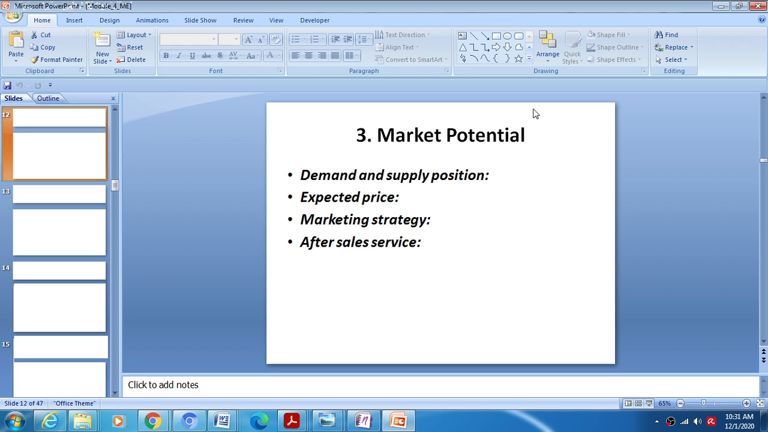The next one is marketing strategy. Arrangements made for selling the product should be clearly stated in the project report.